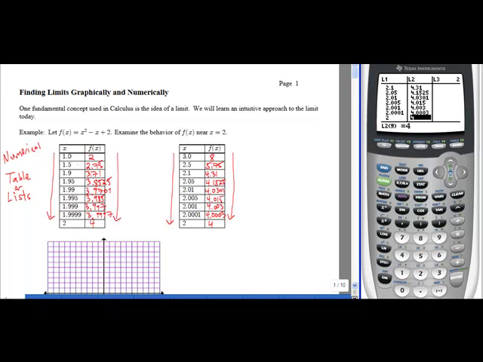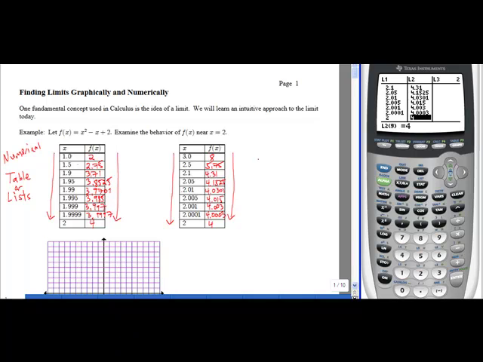Okay, so when you have a value that you're looking at, namely x equals 2, and you look at values of x getting closer and closer to it from the left and from the right, if you have y values that are also approaching a certain number, then that would be called its limit.